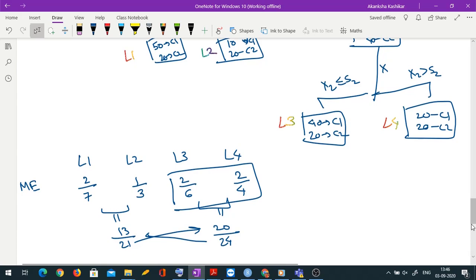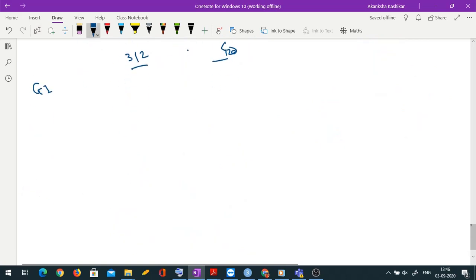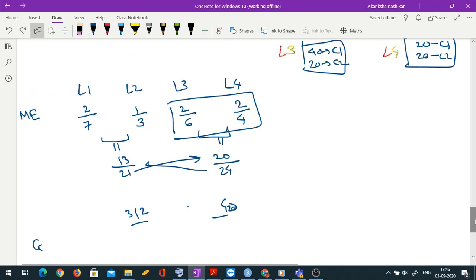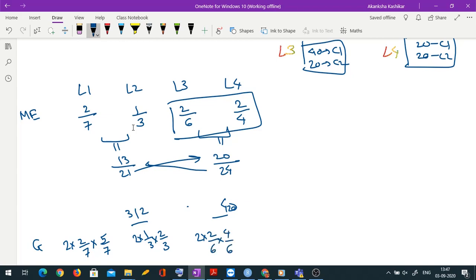So Gini index would be, in the first scenario I have 50-20. So misclassification errors are available with me. I can use them. So 2 into 2 by 7 is the probability of one class. The other class would be 5 by 7. For leaf 2 it would be 2 into 1 by 3 into 2 by 3. For leaf 3 it would be 2 into 2 by 6 into 4 by 6. And for leaf 4 it would be 2 into half into half. 2 by 4 is actually half. In fact, this also you can write 1 by 3, 2 by 3.